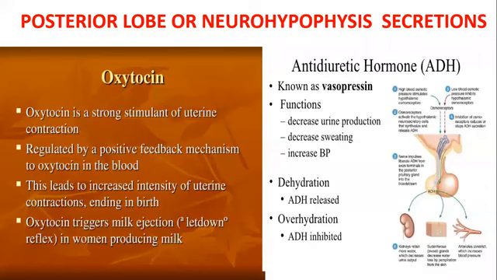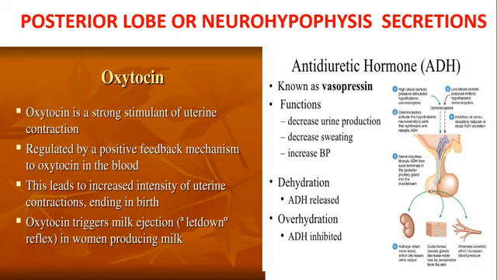This is about the posterior lobe of the pituitary or neurohypophysis. The neurohypophysis secretes two important hormones: one is oxytocin and the other one is antidiuretic hormone, vasopressin. Oxytocin is a strong stimulant of uterine contraction, regulated by a positive feedback mechanism. It leads to increased intensity of the uterine contraction, ending in birth. Oxytocin triggers milk ejection in women producing milk.